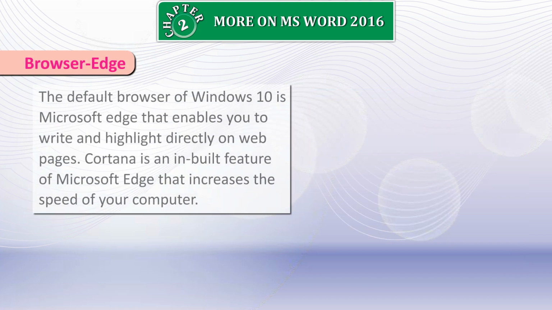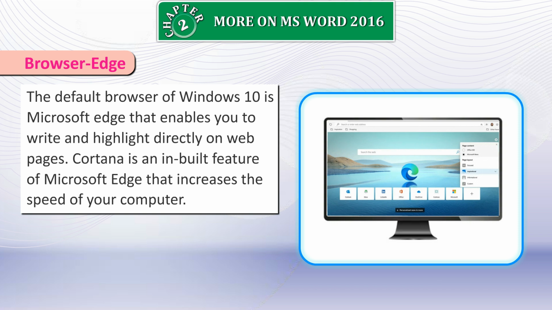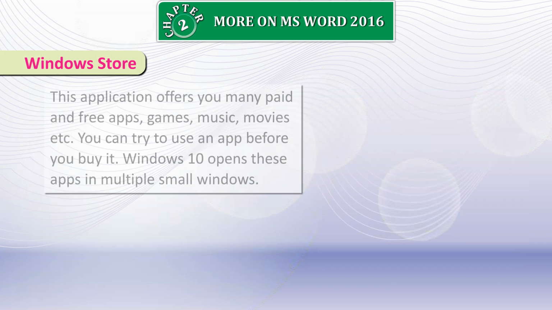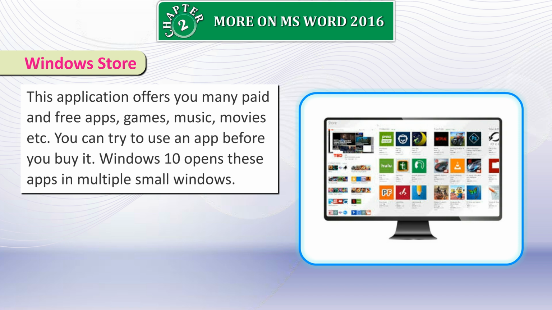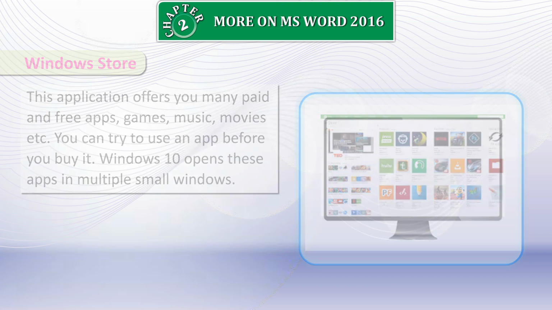Browser Edge. The default browser of Windows 10 is Microsoft Edge that enables you to write and highlight directly on web pages. Cortana is an inbuilt feature of Microsoft Edge that increases the speed of your computer. Windows Store. This application offers you many paid and free apps, games, music, movies, etc. You can try an app before you buy it. Windows 10 opens these apps in multiple small windows.